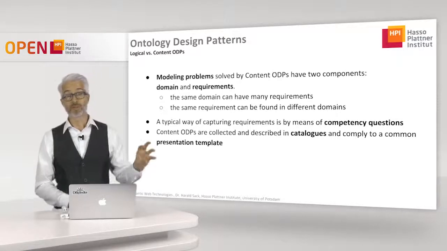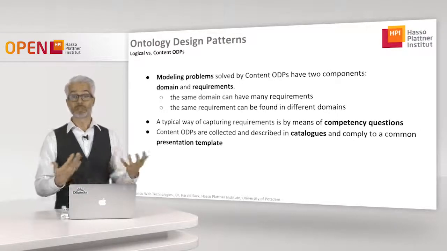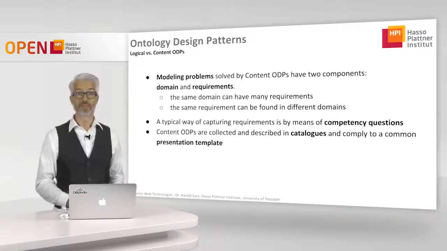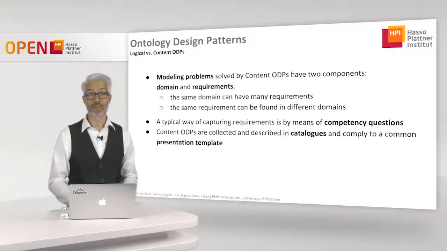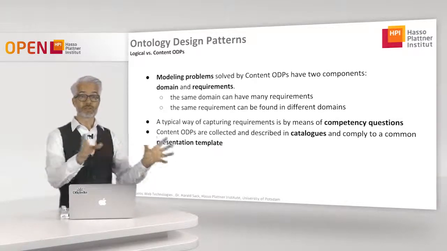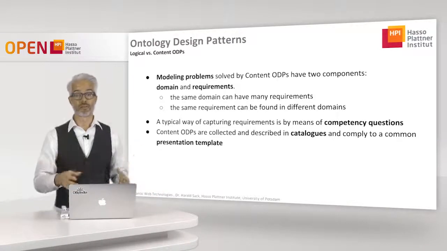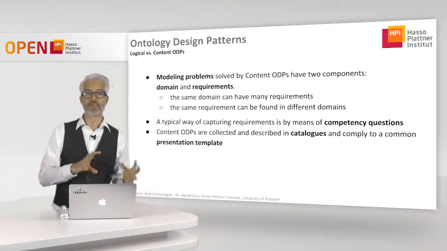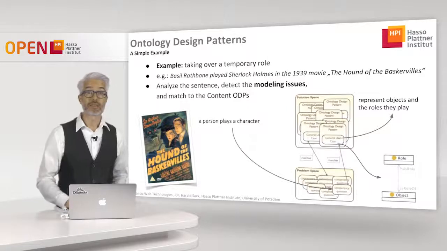And a typical way to capture these requirements that you have is by means, of course, of competency questions. So we already had this. So the competency questions are the key to the design patterns that you look for. What you do then is, of course, all these content design patterns are collected and they are described in some kind of catalog or huge repository. And of course, they comply then to a common presentation template. Let's have a look at an example.